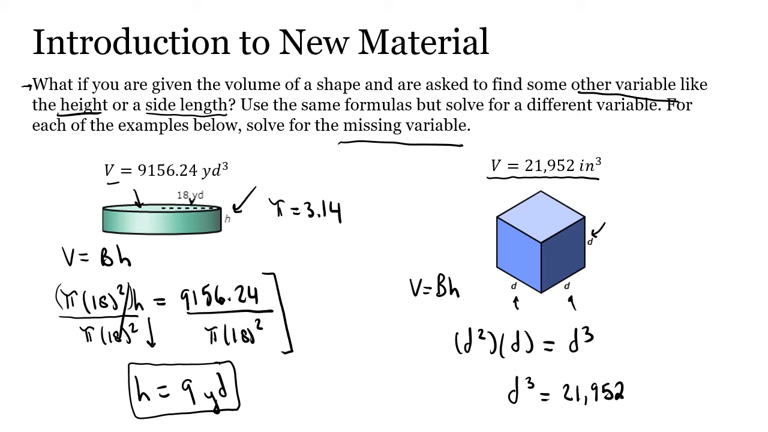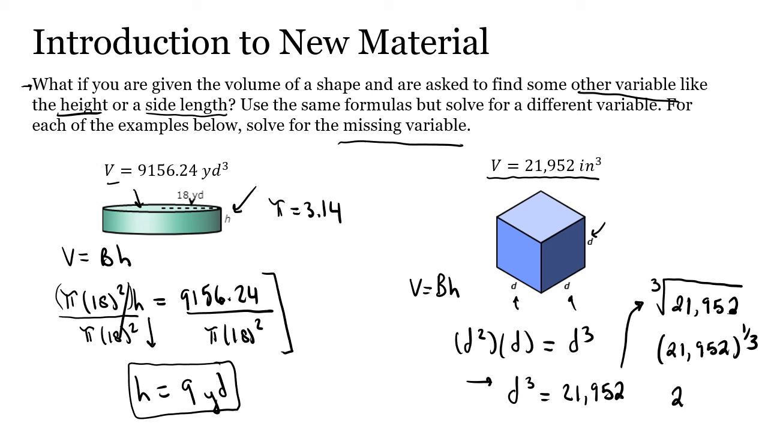But how do you undo this cube? You actually got to do the opposite of a cube, which is the cube root. And that's like this. There is actually a button on your calculator for the cube root with a little 3. Put this in. You could also put this into your calculator, and you would get the same answer. You'll get 28 inches. So in other words, 28 times 28 times 28 has to equal 21,952.